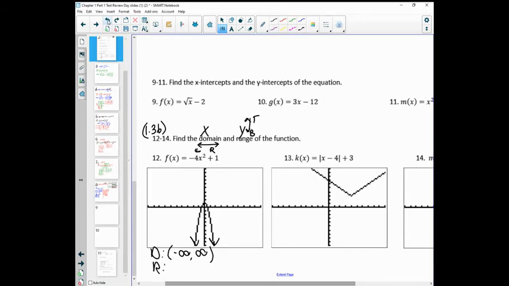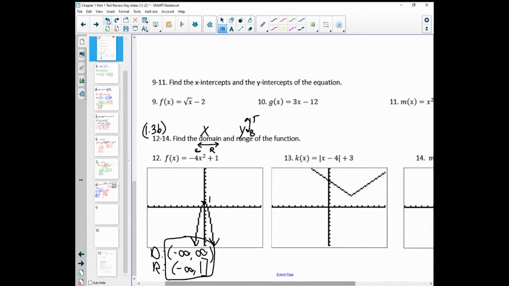Now to find the range, we're going to look all the way down to all the way up the graph. The bottom part of the graph has an arrow, which means it goes forever downwards to negative infinity. And it goes up to the top at positive 1. And I'm going to use a bracket there to close off the 1 because it does stop at 1. So that's how you find the domain and range of that function.